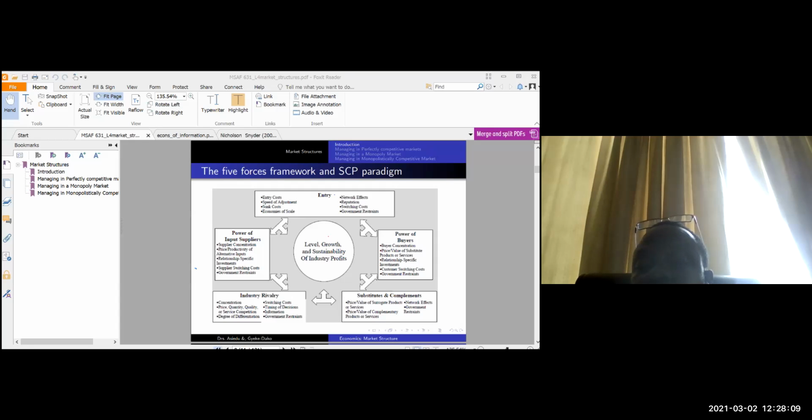Customer switching cost is important. Can customers easily switch? If they can easily switch, it can affect your level and growth of the business. Government restraint can also impact this market.